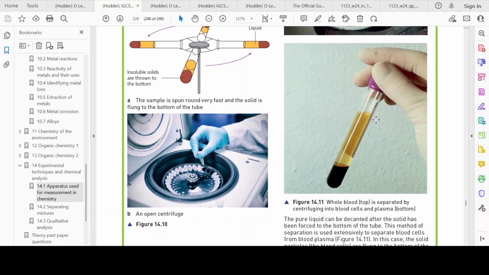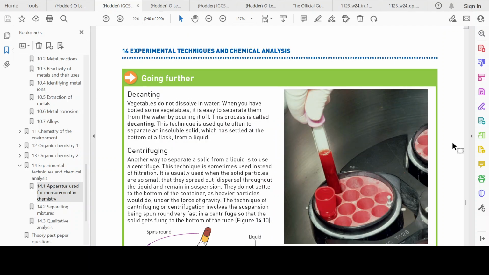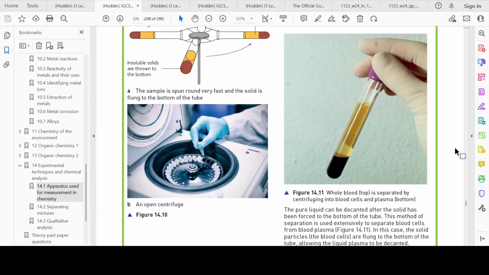So this was a blood sample, and these are the blood cells and plasma at the bottom. It was heavier, and because of the spinning, the heavier particles settle at the bottom, and this is everything else. Okay. So that's something that you wouldn't have been able to separate using filtration. You can see a sample of blood like that. So this is blood before centrifuging it, and that's after.